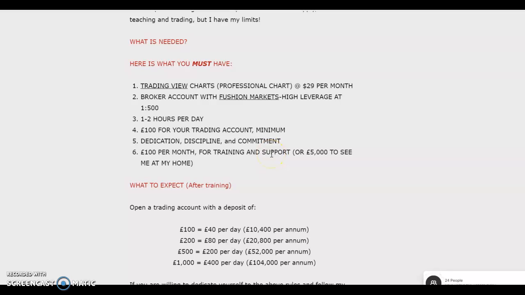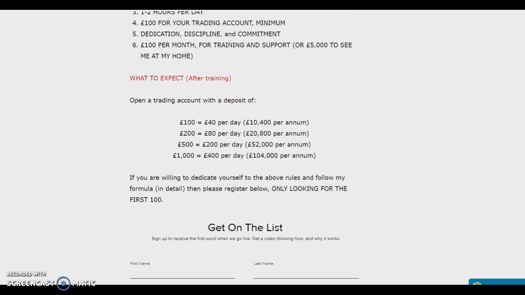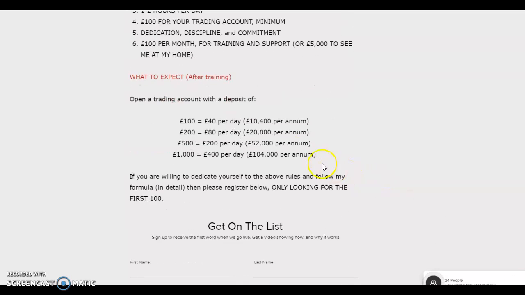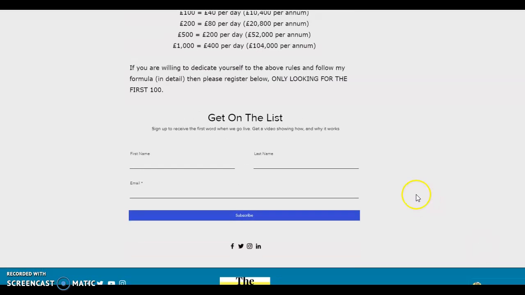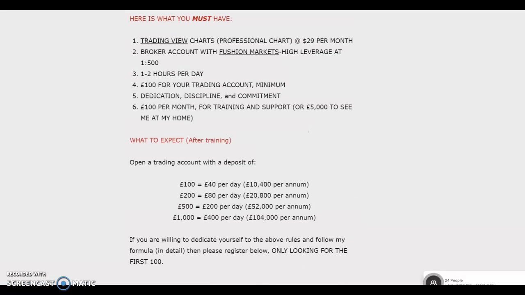Or come and see me at my home for £5,000. That's up to you, and I'll spend a whole day with you. What to expect? Once you open a trading account, you can expect £40 a day once you're trained, of course. £200 gives you £80 a day, and so on and so on. So I'm only looking for 100 people. Put your first name, last name, email in there and register. And once you come across, then I'll get you booked in, and away you go. I'll tell you what to do next.